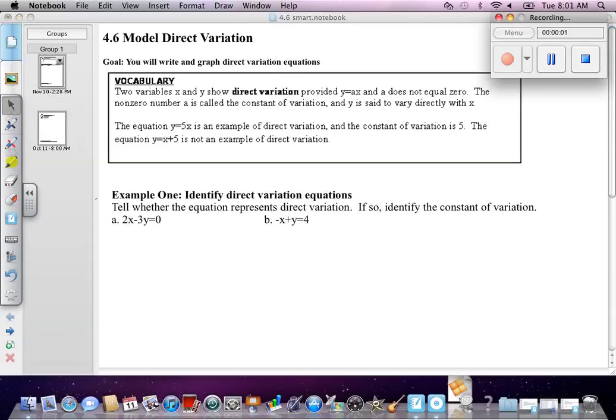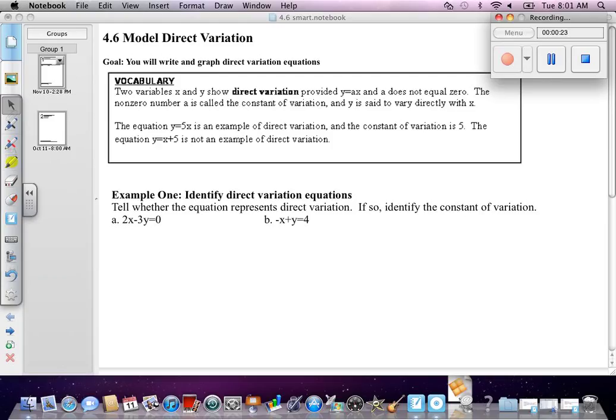We're looking at 4.6, and we call this model direct variation. You will write and graph direct variation. Two variables, x and y, show direct variation provided y equals ax, and a does not equal 0. The non-zero number is called the constant of variation, and y is said to vary directly with x.